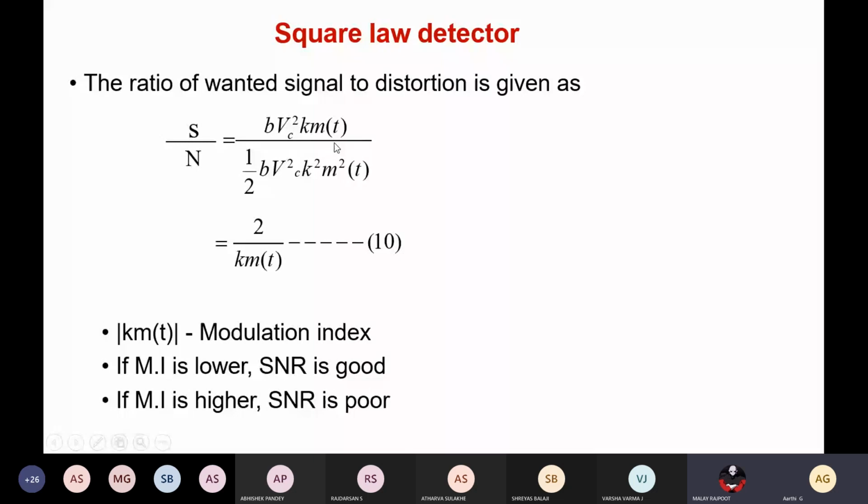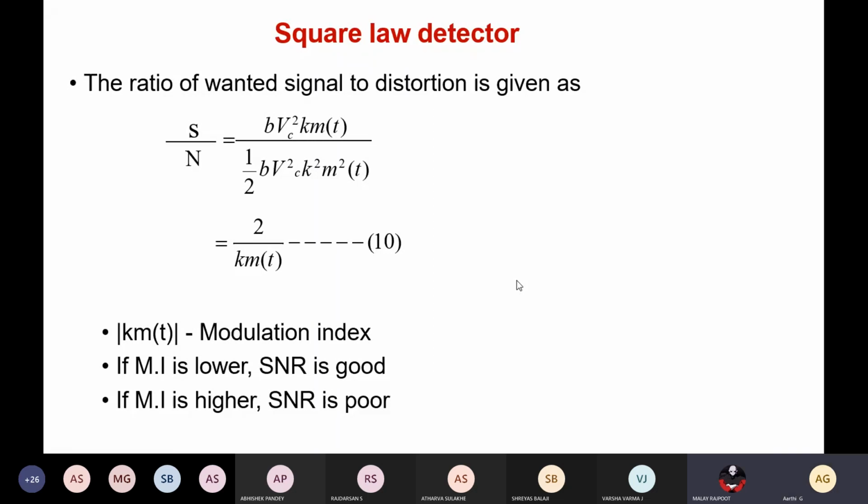So signal to noise is calculated as 2 by k into m(t), if you cancel the common terms. So this is SNR, taken as the tenth equation. We define this k into m(t) as the modulation index. So this signal to noise ratio is inversely proportional to the modulation index. If the modulation index is low, then SNR is high, or if the modulation index is high, then SNR will be less. So modulation index, we have to take care.